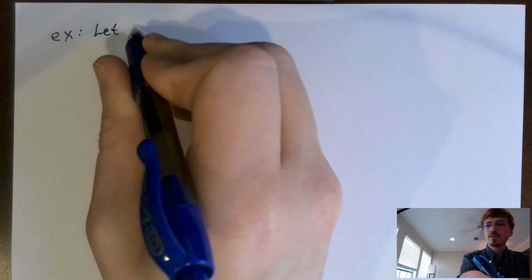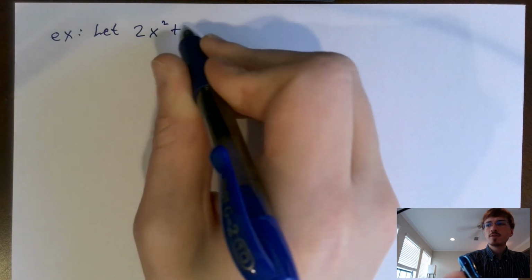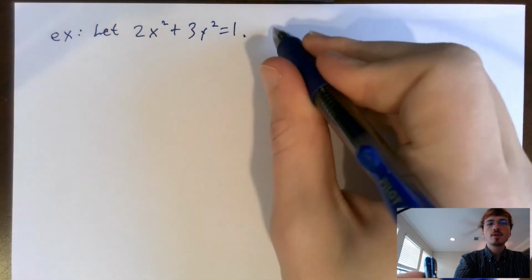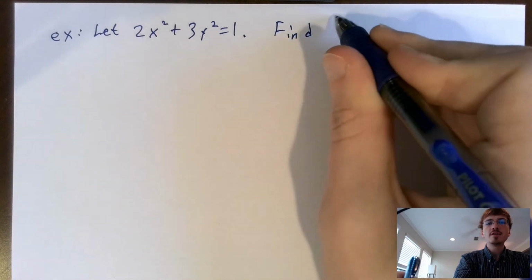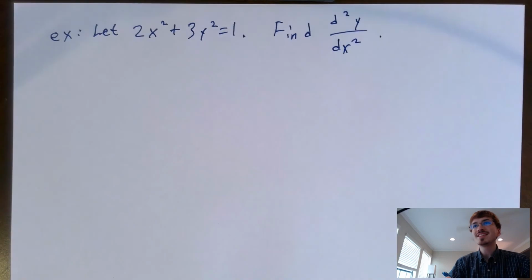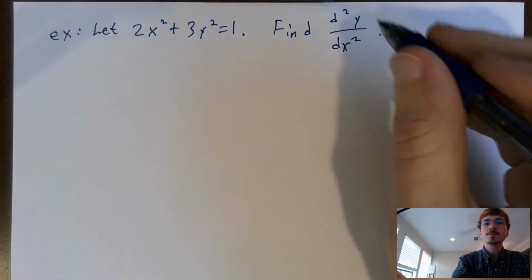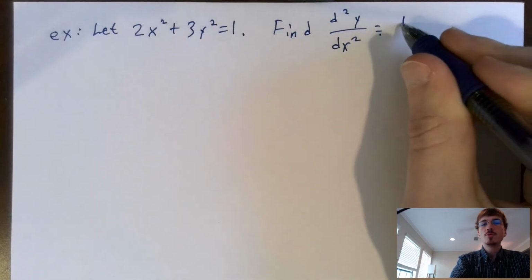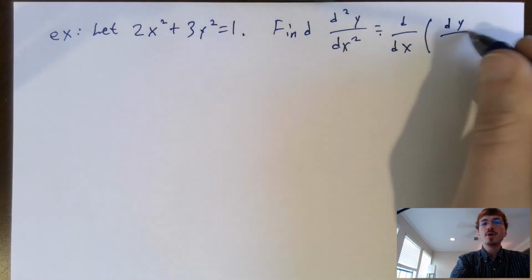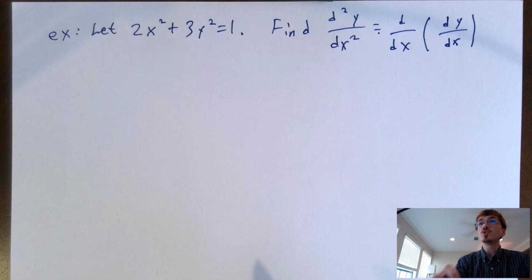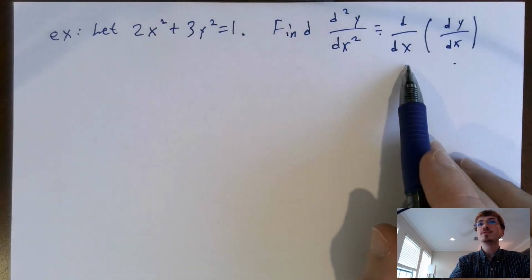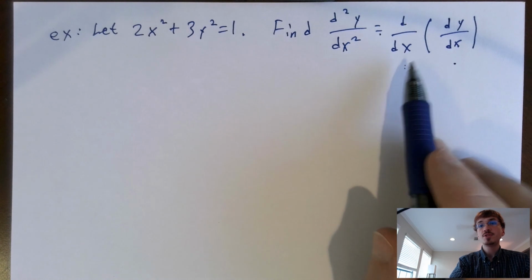Let 2x squared plus 3y squared equal 1. And let's find d squared y/dx squared. Remember, this is the second derivative of y with respect to x. And remember, we defined this in the last video as d/dx of dy/dx. So what's step 1? We need to find dy/dx, don't we? And then we need to differentiate again. Let's do it.